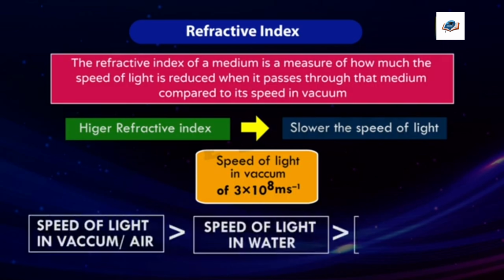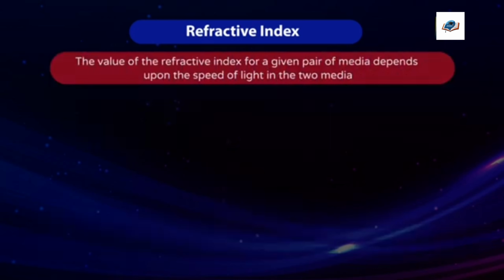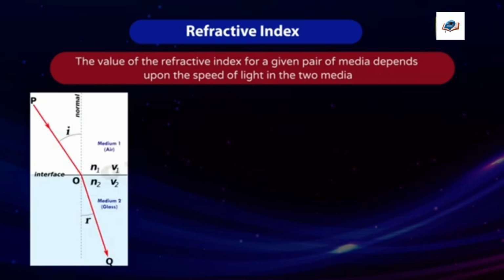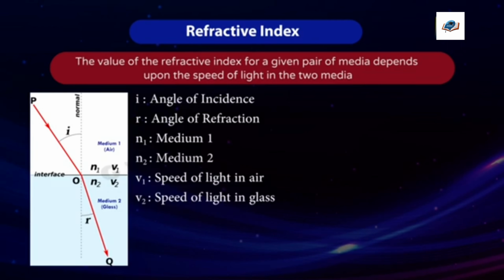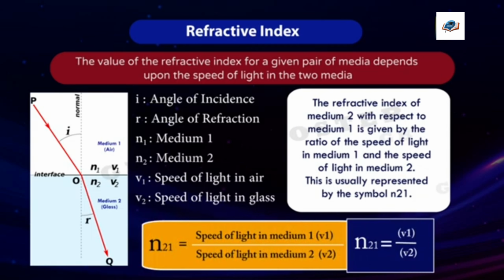The value of refractive index for a given pair of media depends upon the speed of light in the two media. Consider a ray of light traveling from medium 1 into medium 2. Let v1 be the speed of light in medium 1 and v2 be the speed of light in medium 2. The refractive index of medium 2 with respect to medium 1 is given by the ratio of the speed of light in medium 1 and the speed of light in medium 2. This is usually represented by the symbol n21. This can be expressed as n21 equal to speed of light in medium 1 by speed of light in medium 2, that means v1 by v2.